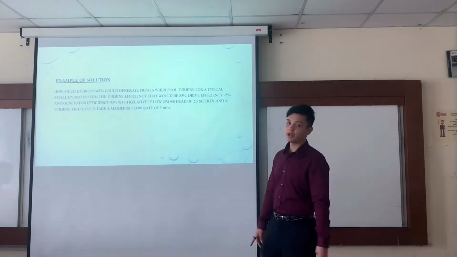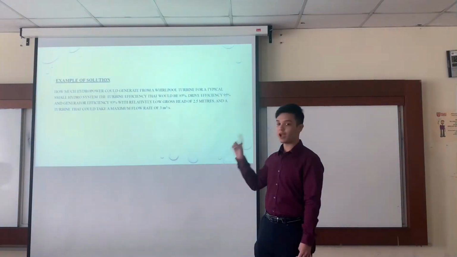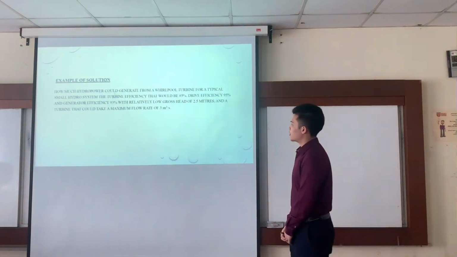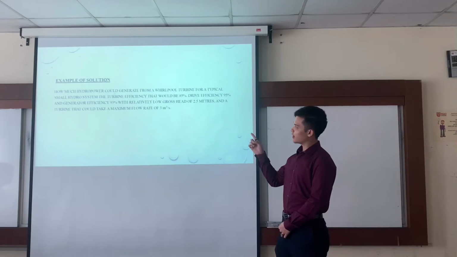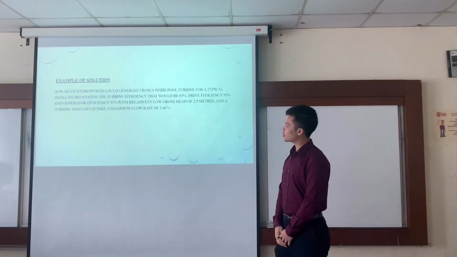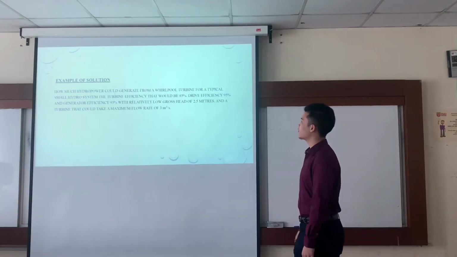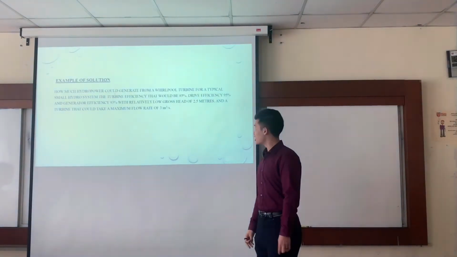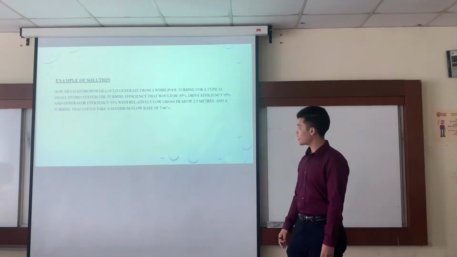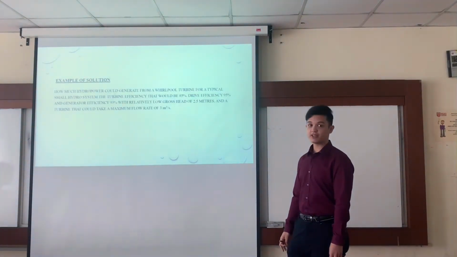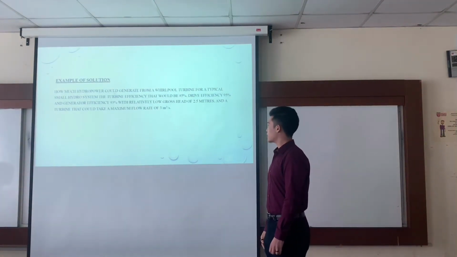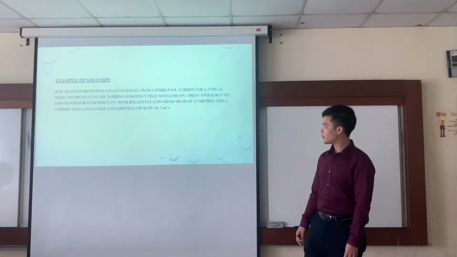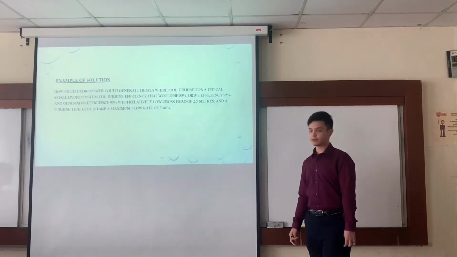Okay, so today, we have listened to all the theory about the whirlpool turbine. So now let's see the calculation. This question asks how much hydropower could be generated from a whirlpool turbine for a typical small hydro system. The turbine efficiency is 85%, drive efficiency 95%, and generator efficiency 93%, with a relatively low gross head of 2.5 meters and a turbine that could take a maximum flow rate of 3 meter cube per second.